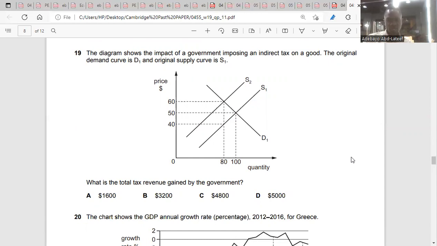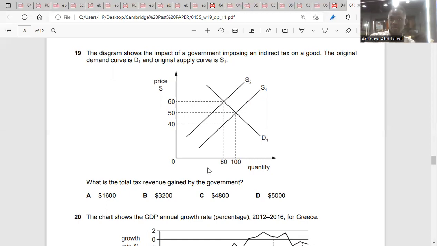So the new equilibrium price is at 60 now, right? Yes. So what is the total tax revenue gained by the government? 60 times 80? No. Let's see. From 60 to 40, that's 20. And the new quantity falls from 100 to 80, right? Yes. So that means 80 multiplied by 20, 1,600.